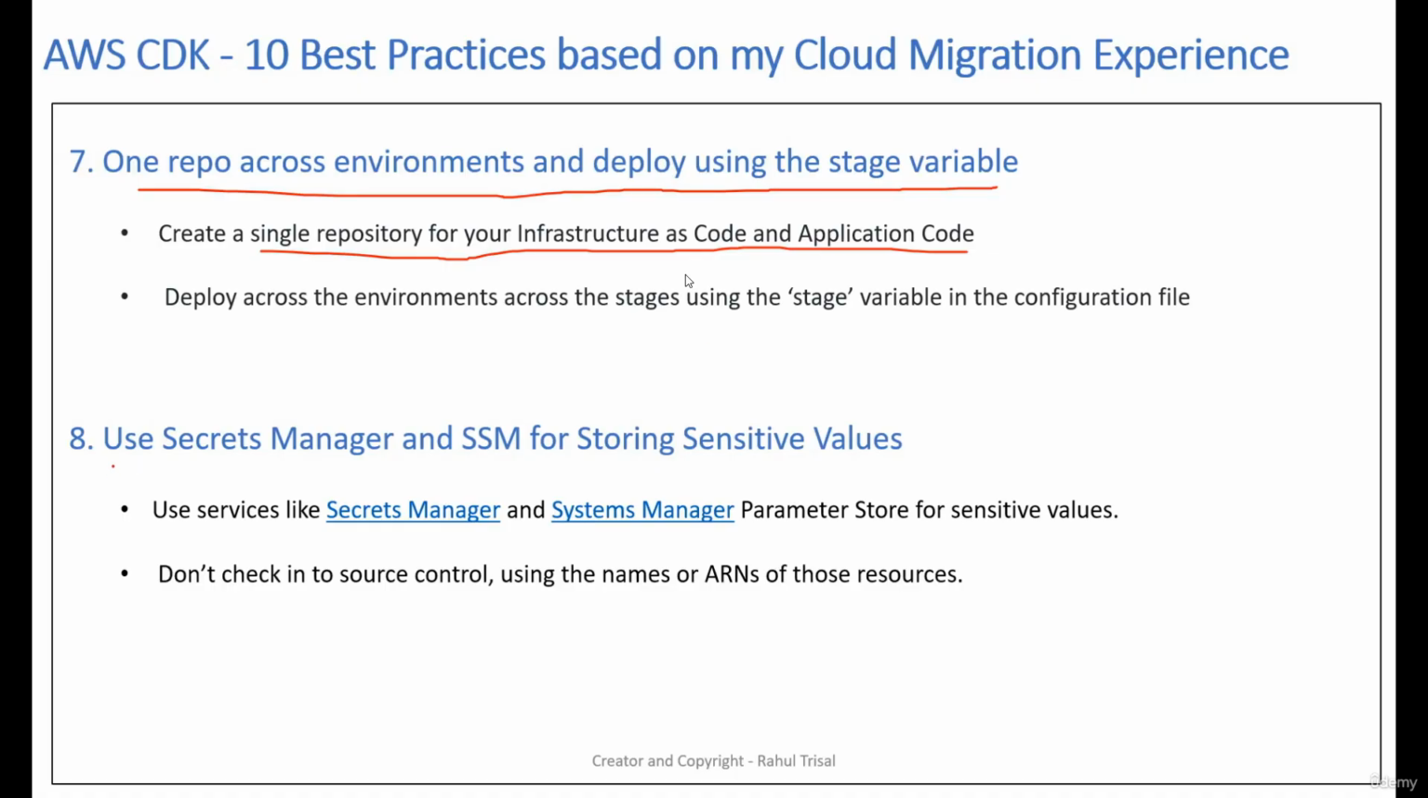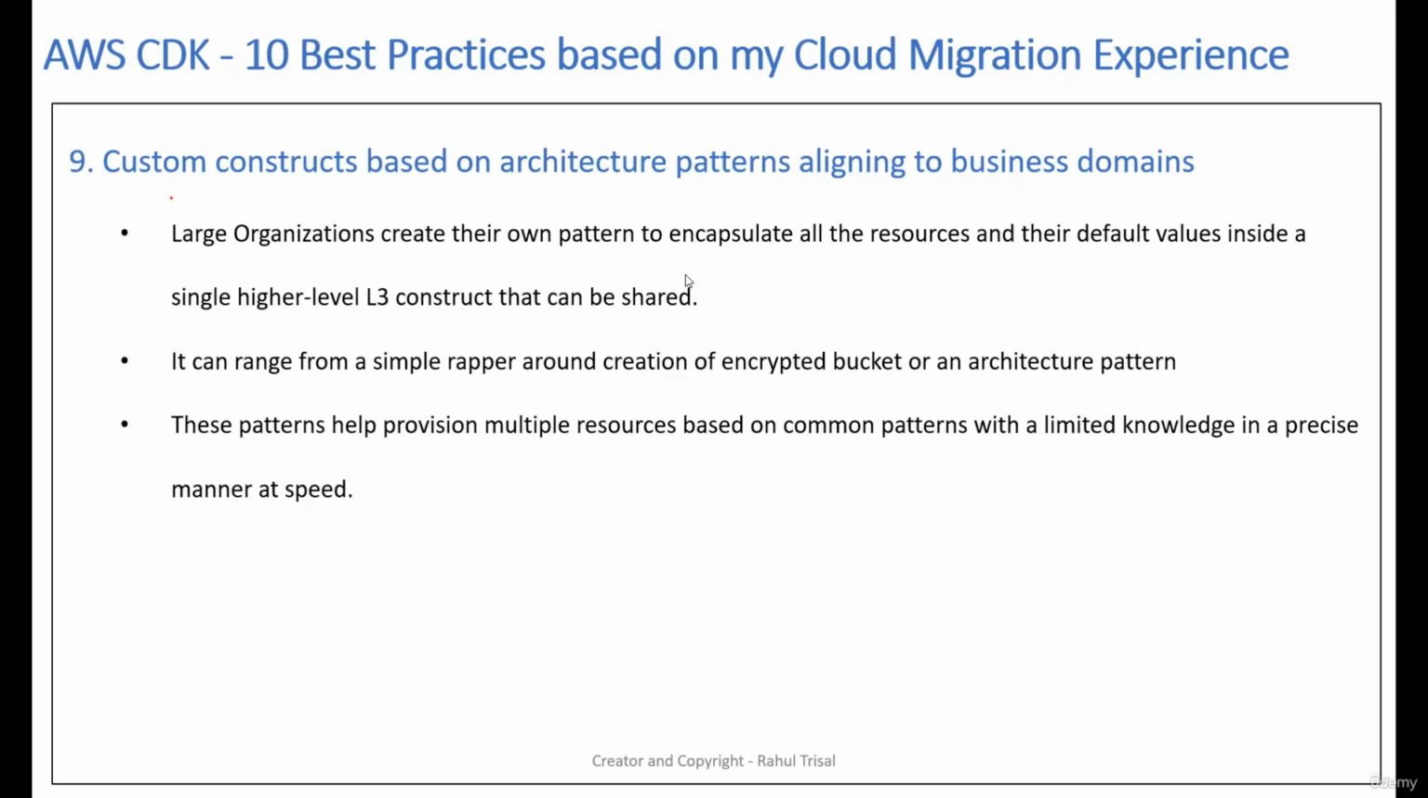The other practice that I've seen is to use Secrets Manager or SSM Parameter Store for storing sensitive values. So you don't push details such as the username and password for RDS into your code repo. You use Secrets Manager or SSM Parameter Store, where the username and password can be retrieved, and then you can access the database.